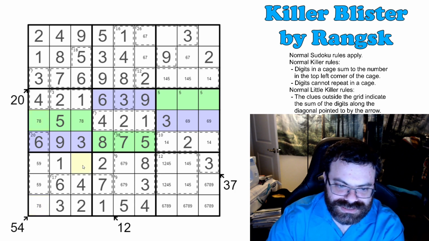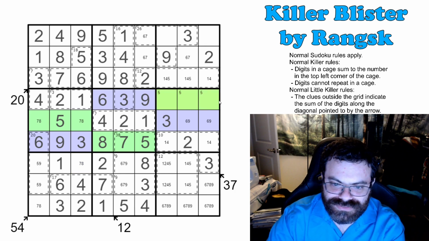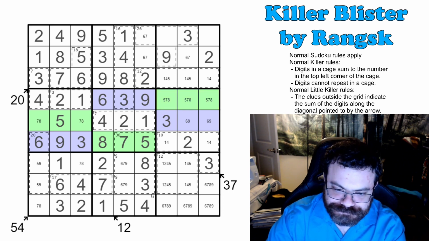This cell here is also a 7 or 8, and up here in the greens, this is also a 5, 7, or 8, and I don't think anything resolves that yet. We'll deal with that later.